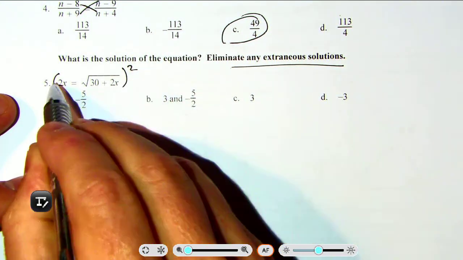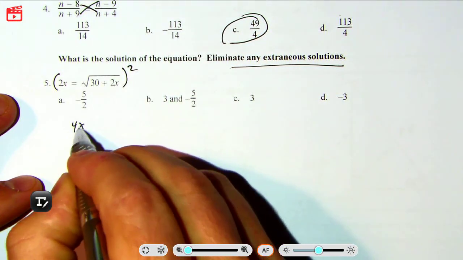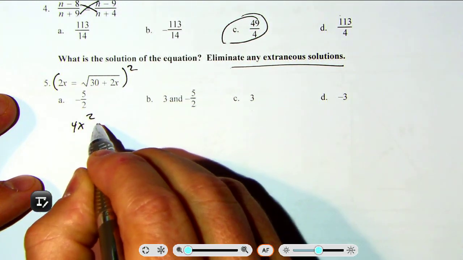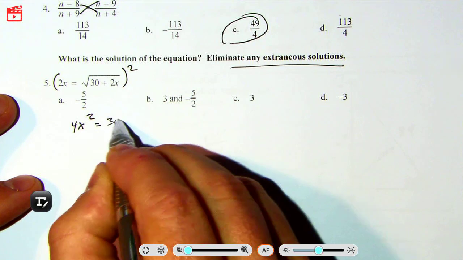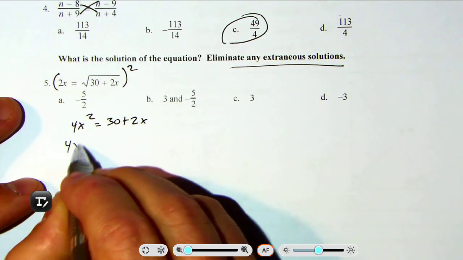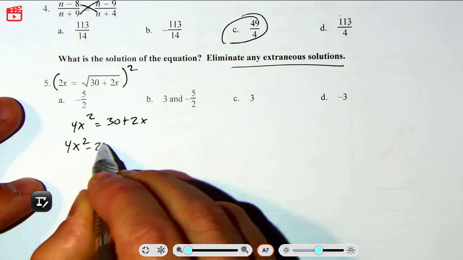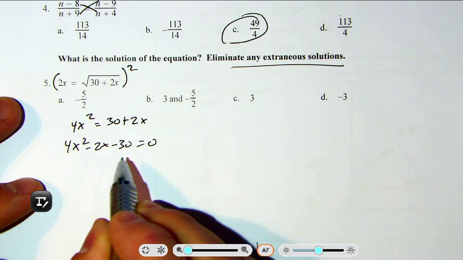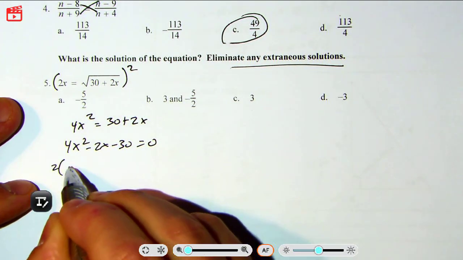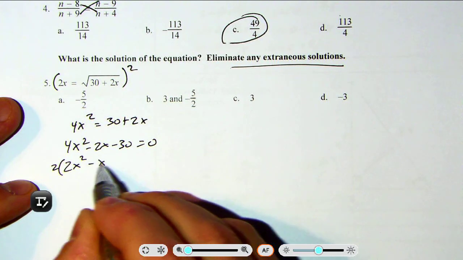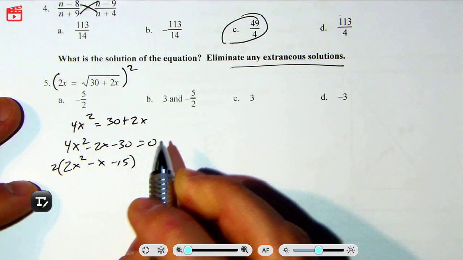So let's square the left-hand side. That's going to be 4x squared. Squaring the right-hand side, basically all it does is eliminate the radical. So that means 30 plus 2x. Okay, let's get everything on one side so we can factor it. Subtract the 2x and subtract the 30. And let's factor out a GCF of 2 to make our job easier. 2x squared minus x minus 15 equals 0.